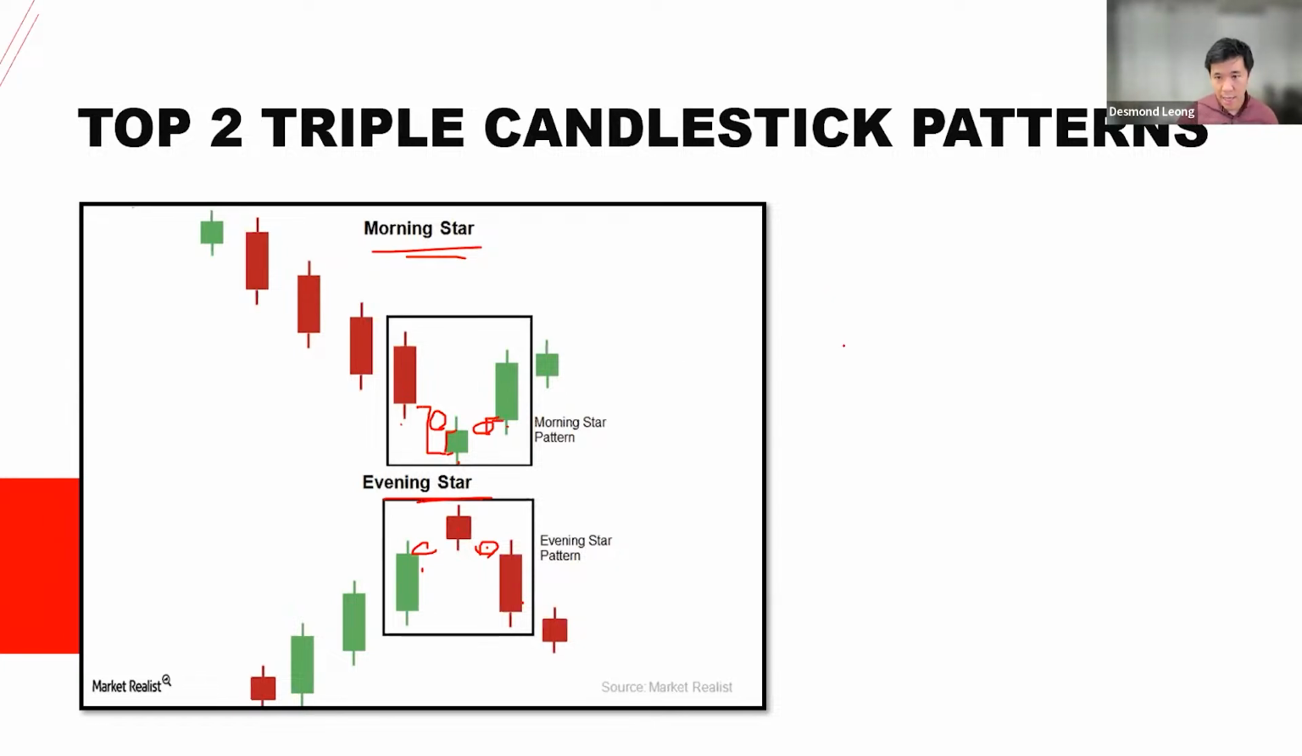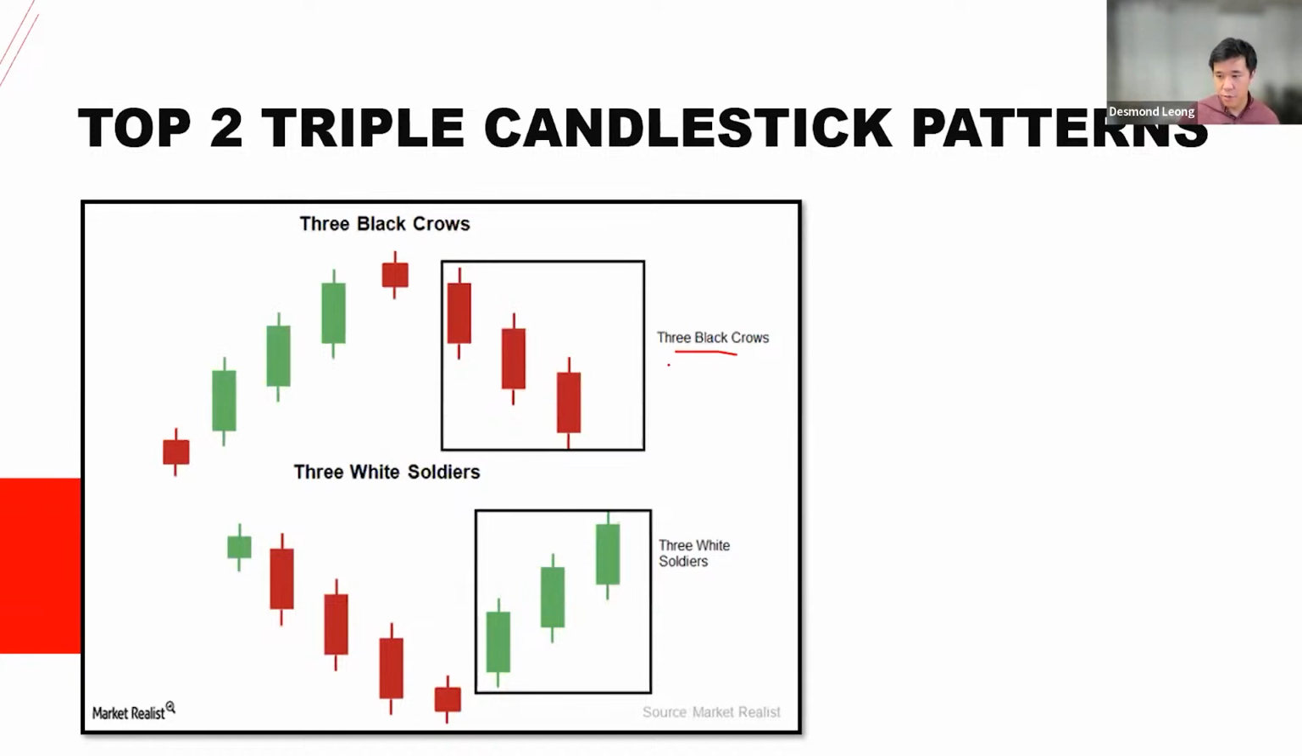Okay. Last one, three black crows and three white soldiers. Very good reversal and very good momentum indicators. With three black crows, what you want to notice is that the crows are all of the same size. The soldiers are all of the same size. And remember, they need to be bigger than average. That means you're not looking for three tiny crows. You're looking for three sizable black crows, so not three sparrows. You're looking for three crows. Same thing with soldiers. You're not looking for three baby soldiers. You're looking for three sizable white soldiers. Really good for calling reversals.